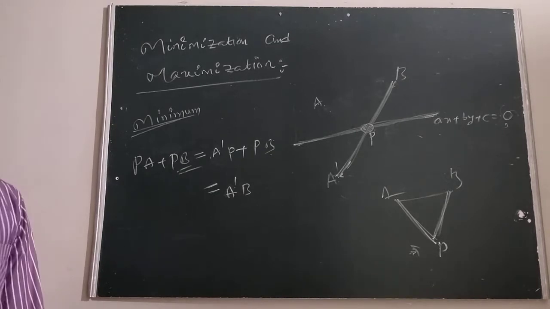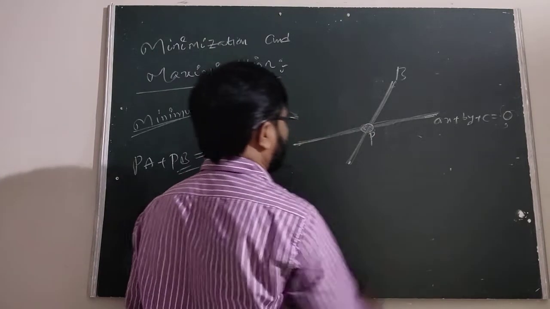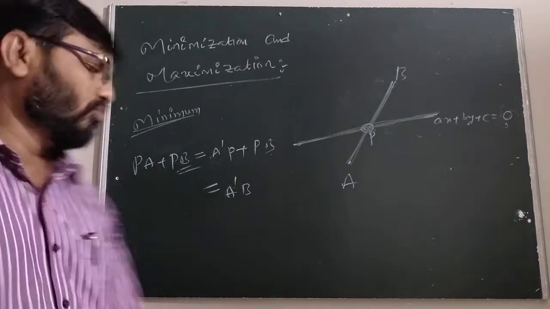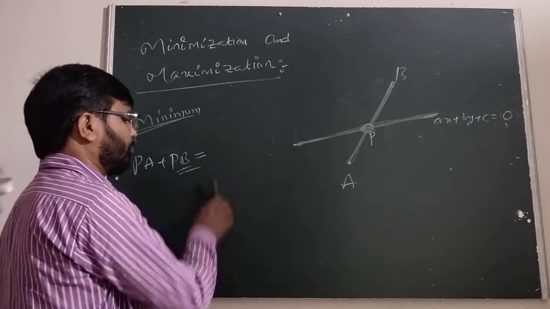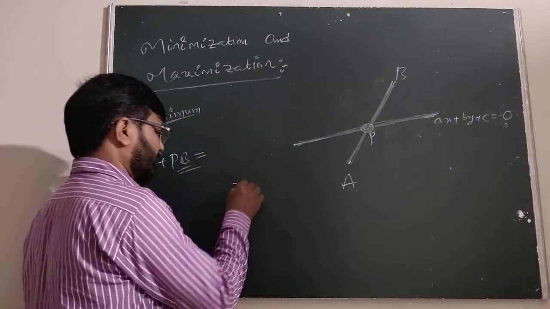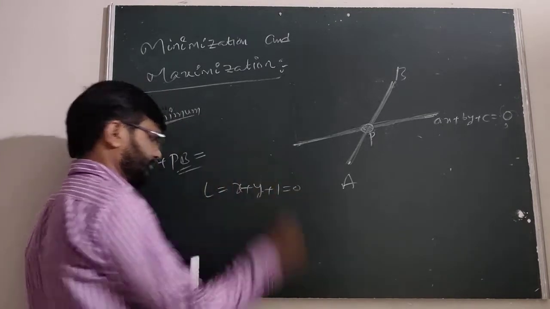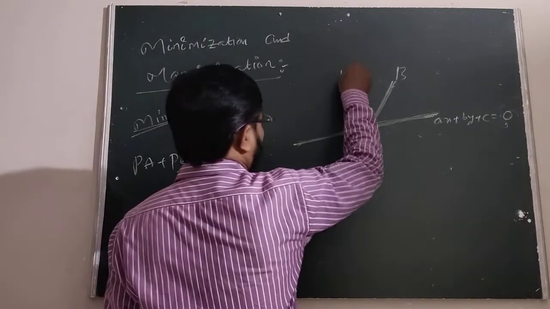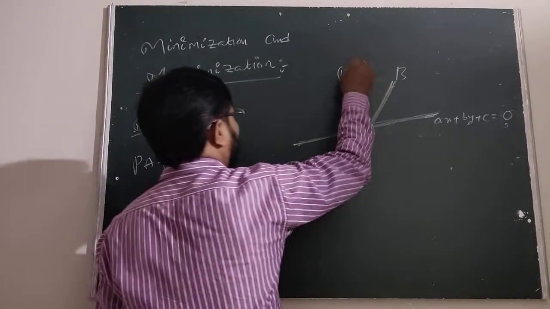Suppose the points lie on either side of the line. This is very easy. Suppose the points A and B lie on either side, then what is the minimum distance of PA plus PB? So we can observe the points are on either side. How to check for either side? Suppose the line is given as x plus y plus 1 equal to 0. This is the line. So we take a point 1, 1, or 1, 2, whatever it may be, 1, 2.